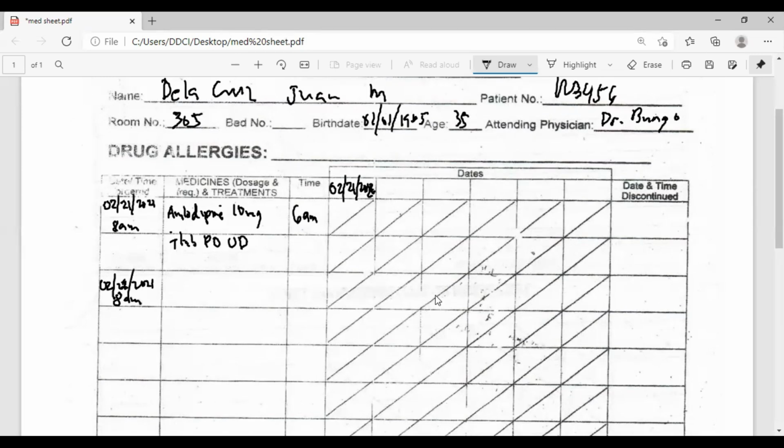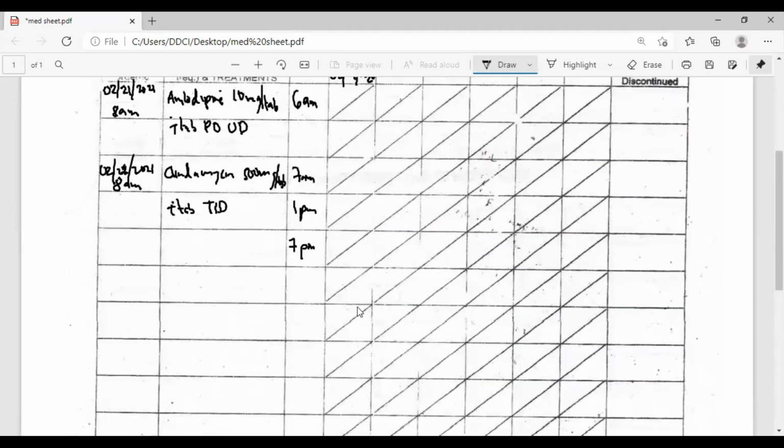So we have clindamycin, clindamycin 500 milligram per tab. This is per tab, 1 tab TID. Okay, so let's say we have here 7 a.m., 1 p.m., 7 p.m. Then let's put another medication.